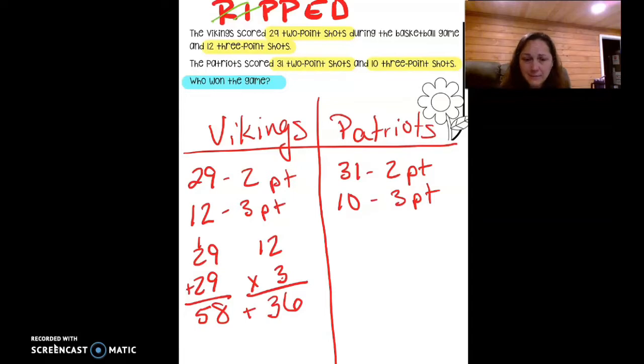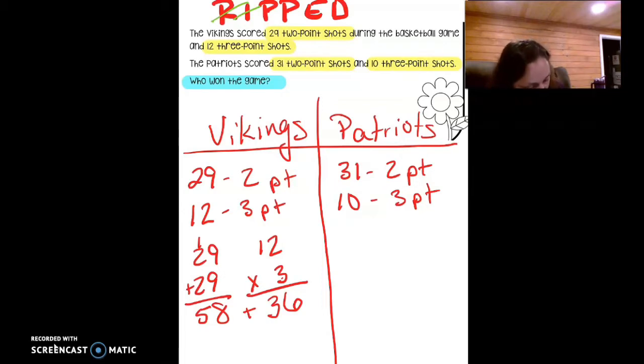So let's see. I don't really like to have to add or subtract. I don't really like to do it horizontally. So a lot of times I will realign them and put them vertically up and down because it's easier for me to see.